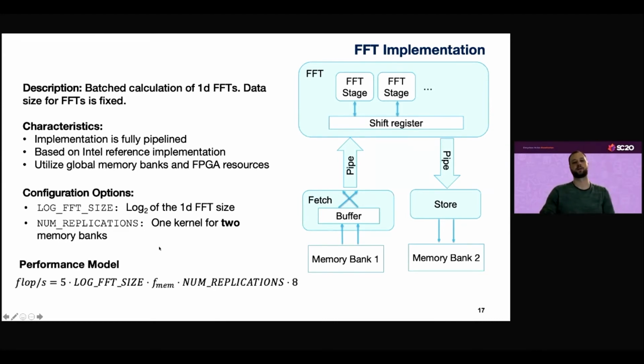If we look at a rough performance model, since this is fully pipelined, if we want to have a guess how many flops per second we can get here, we can use this formula, and you already see that the FFT size and the number of replications actually have the same impact on the final performance.